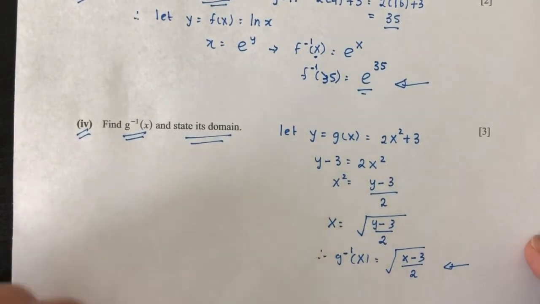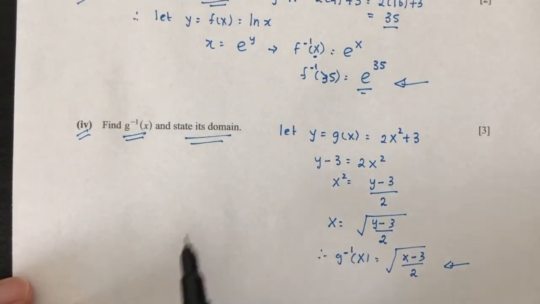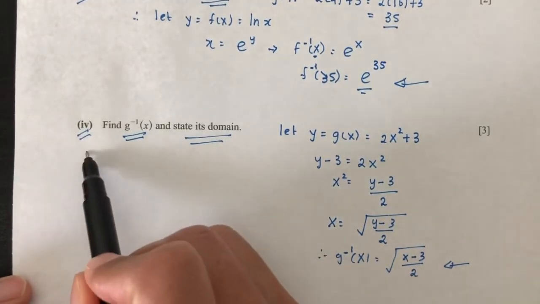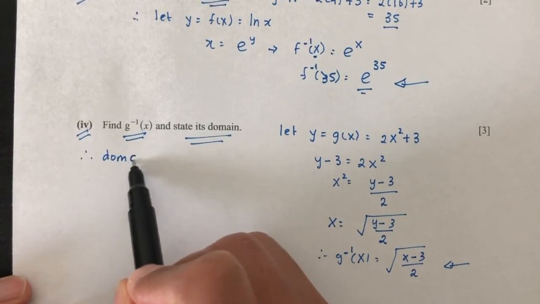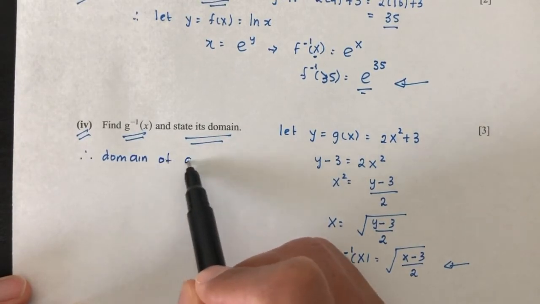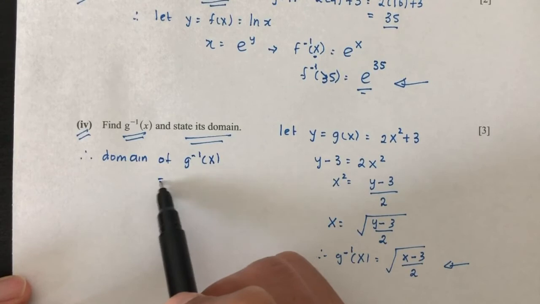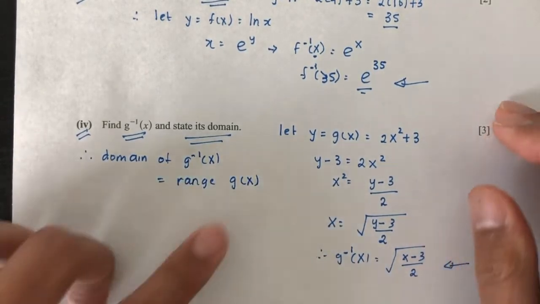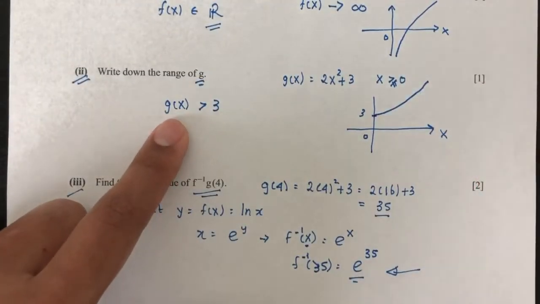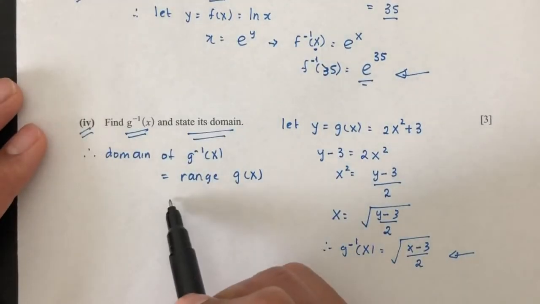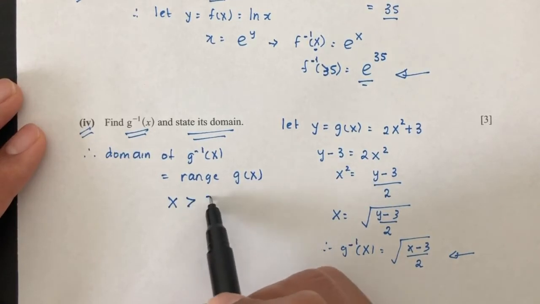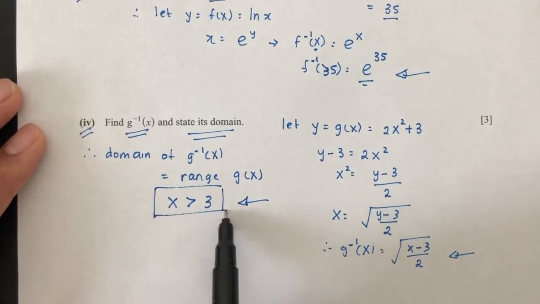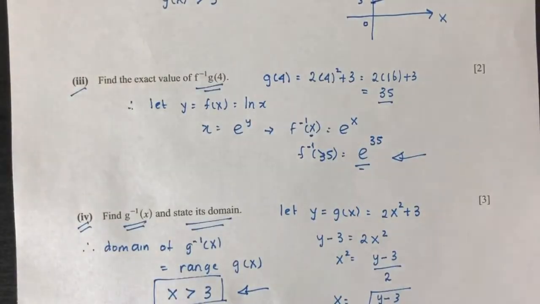State its domain. So we have to use a trick. Whenever you have to find an inverse and its domain, we have to know that the domain of the inverse of g is equal to the range of g. Since we have already found the range of g here, we can just write down that the domain, the x value, will be more than 3. That's your domain of g inverse of x. That will be question number 6.